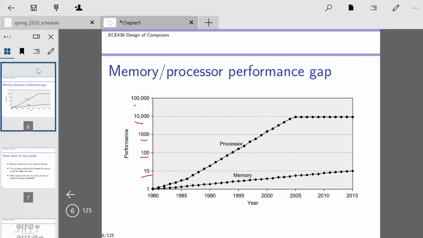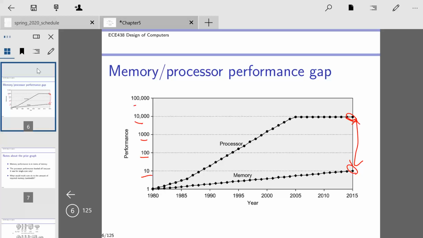Okay. So just as an example, when we look at 2015, we're basically saying that this gap between processor and memory is 3 orders of magnitude. Okay. From 10 to 10,000. So 3 orders of magnitude. So how do we fill this gap? Well, what we talked about last time is that we actually fill it with high-speed SRAM that we call cache.